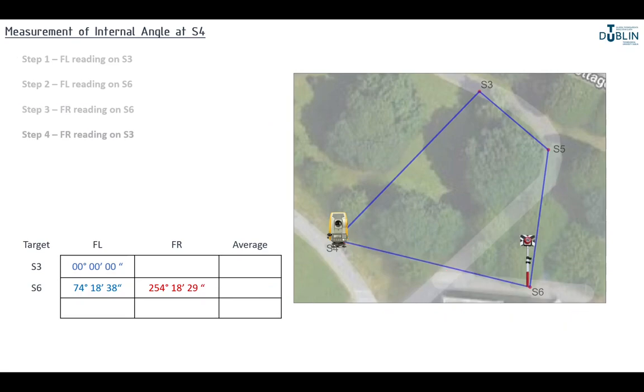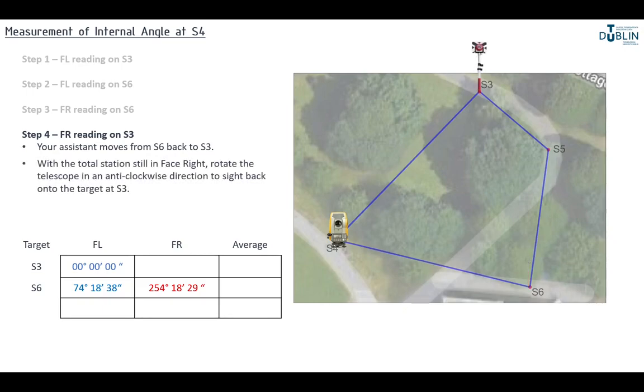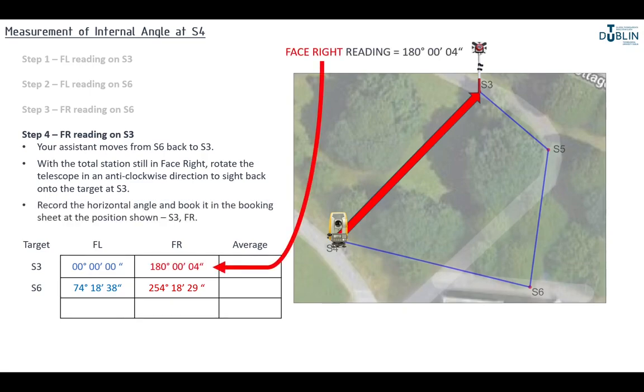So step 4 is then going to be taking a final face right reading onto station S3. The assistant moves back from S6 over to S3, and with the total station still in face right mode, rotate the telescope in an anti-clockwise direction and then sight back onto S3. And then record your horizontal angle and book it into the booking sheet as shown here. And again, in this case, it's going to be 180 degrees, 0 minutes and 4 seconds.